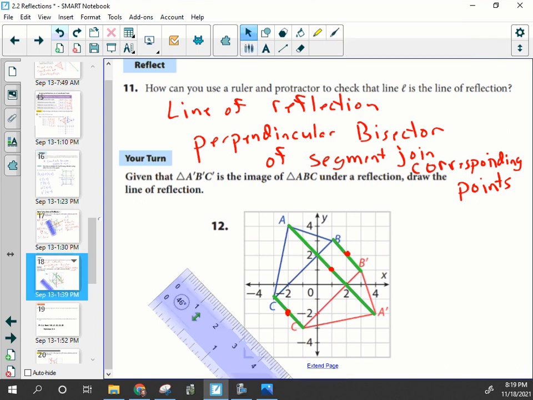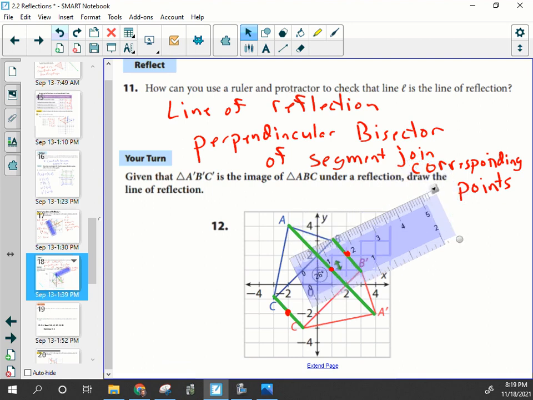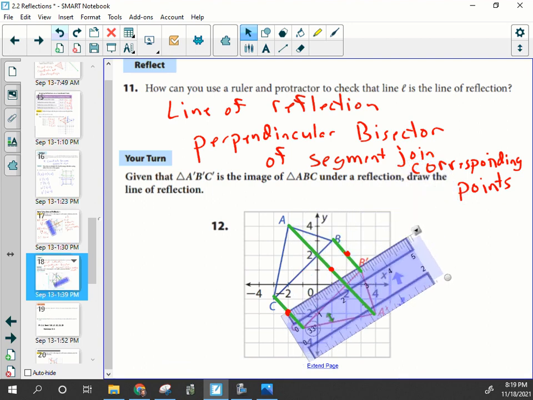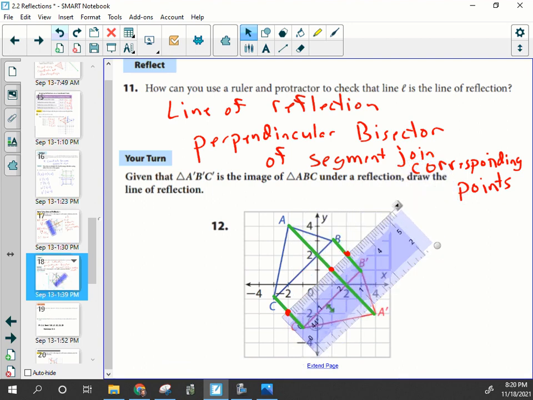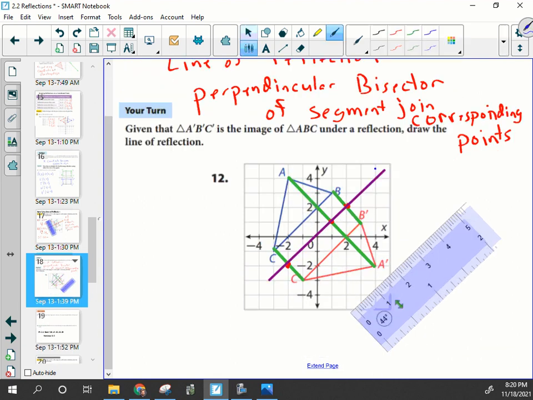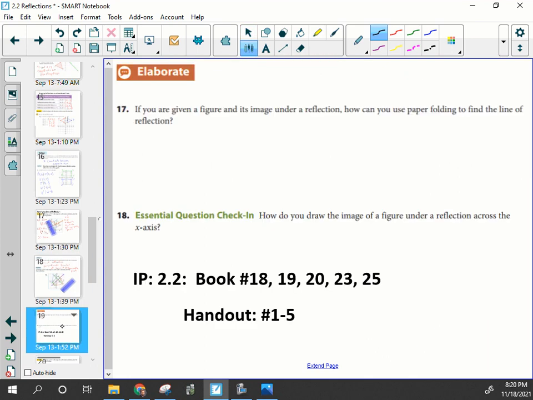I can then use my ruler to draw the line, so that the edge of my ruler goes perpendicular to them. And then trace the edge of my ruler to show that they are perpendicular. And I should put arrows on the edge of the line because it doesn't extend on forever. Lastly, to give a figure and its image, I can use the paper folding method. I'm going to talk about that.